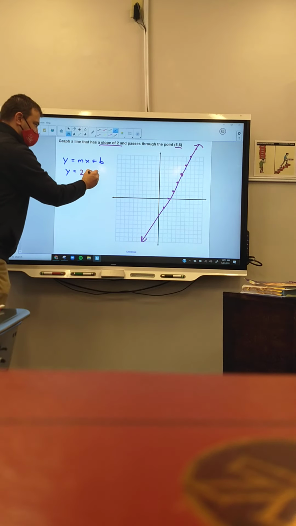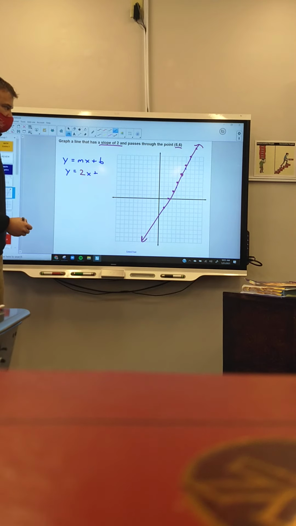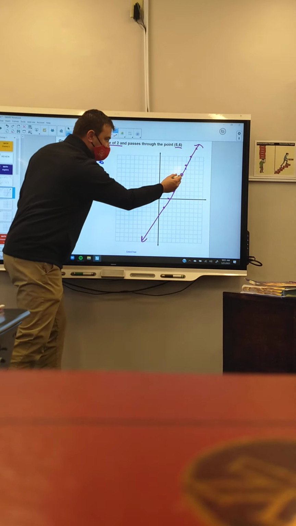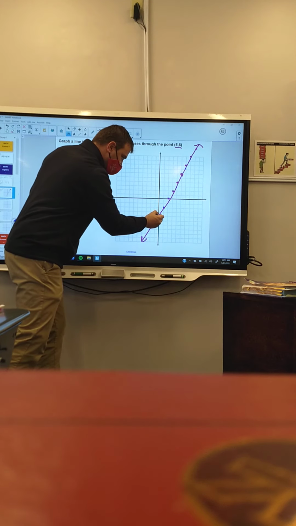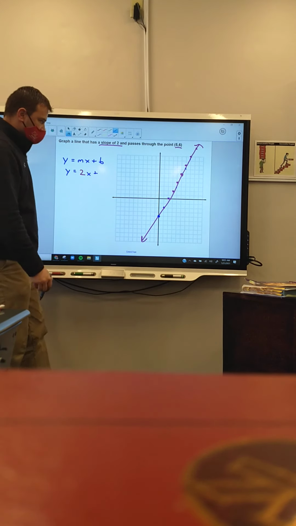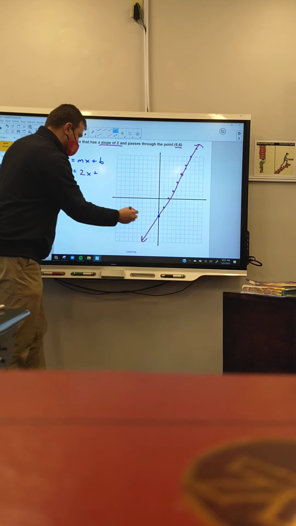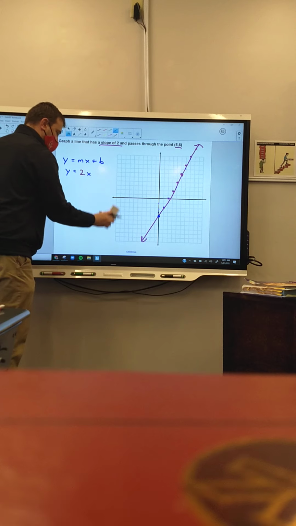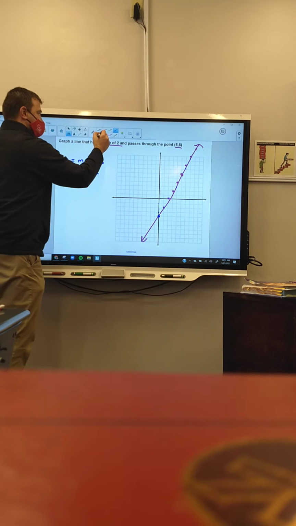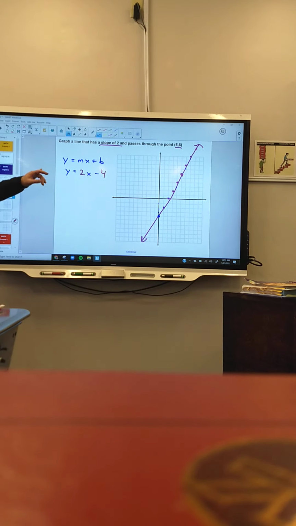Can we tell what the intercept is? If I went down over, it looks like I get to here, right there. 1, 2, 3. Looks to me like it's a -4. So plus a -4, or probably a better way to write it is minus 4. Okay, so that's the equation of this line in slope-intercept form. Or if you want to call it y-intercept form, that's fine.